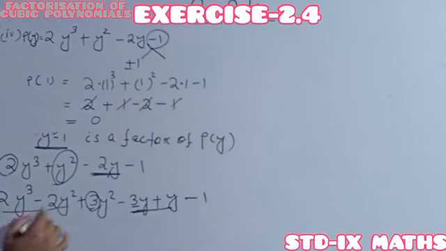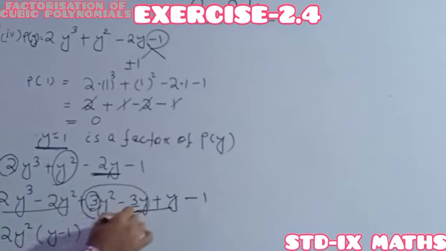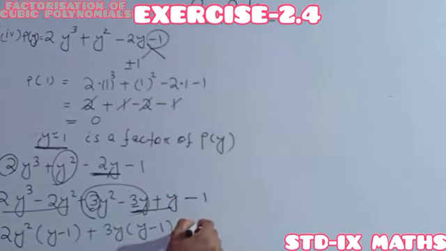Now between the two, we have to take a common factor. 2y square is the common, within the bracket y minus 1 will be there, and between these two, 3y is the common, within the bracket y minus 1 will be there, and here y minus 1 is already there. But always you have to take y minus 1 as common. See, this one is the common, this one is the common, this one is the common.